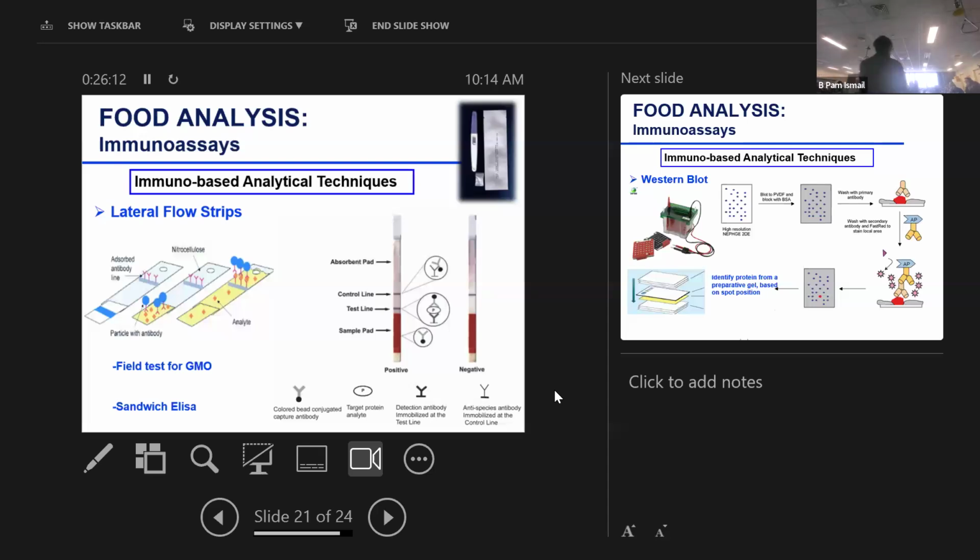In both cases, whether it's positive or negative test, the control line should light up for you to confirm that the strip is not blocked. But if you see this test line, that means positive. You have a GMO, for example, protein that got captured by this fixed antibody, and then you see a color. That's the principle. Yes, Emma.